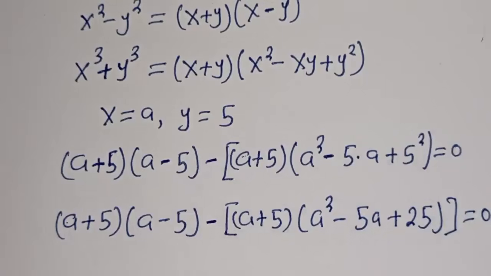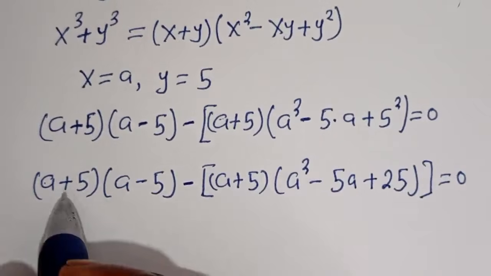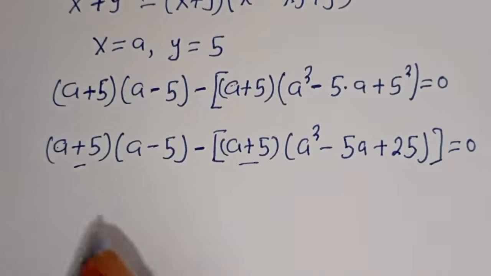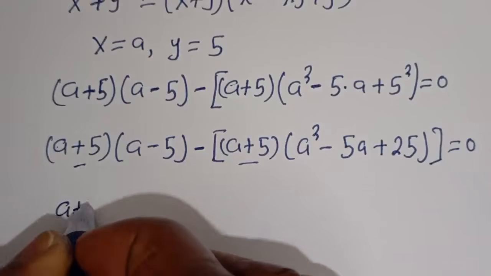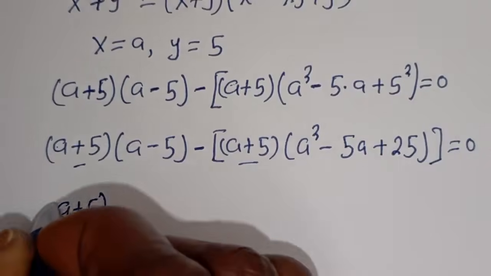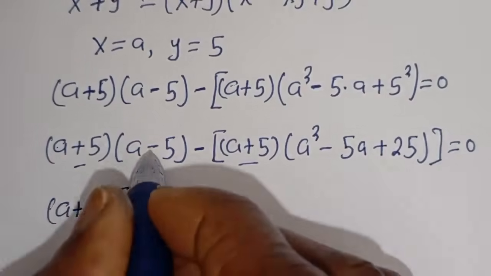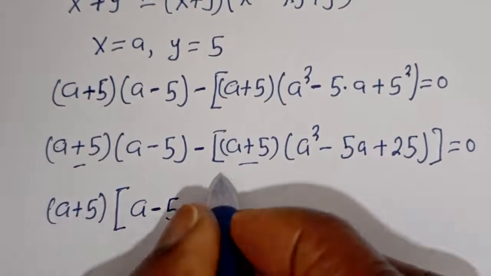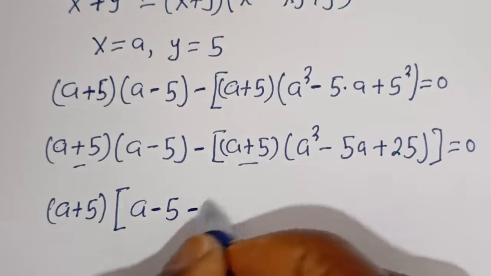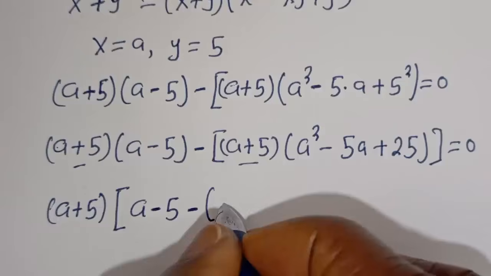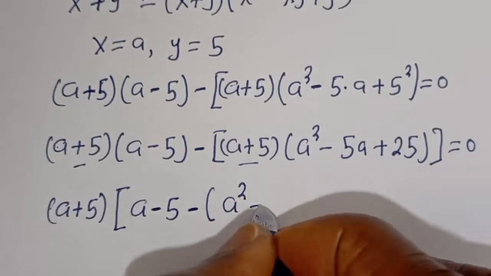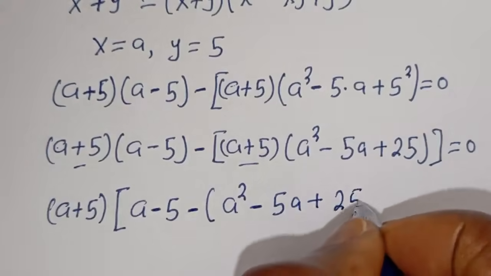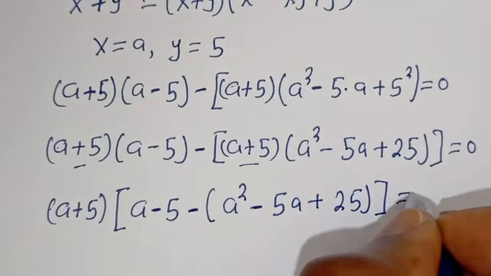is equal to 0. Then if you look at this, a plus 5 is common here and a plus 5 is common. Let's bring it out. We have a plus 5 bracket, then bracket, if you divide this by this, we have a minus 5, then minus, if you divide this by this, we have a squared minus 5a plus 25 is equal to 0.